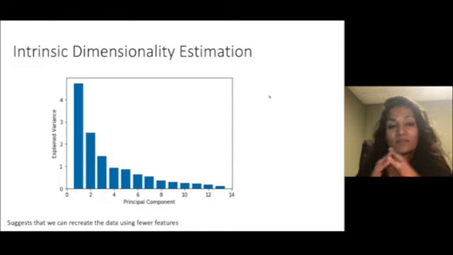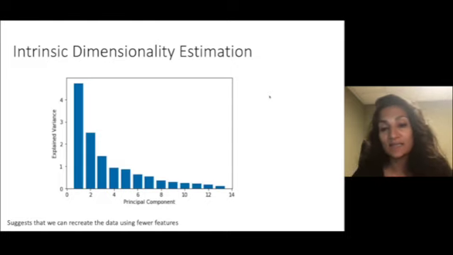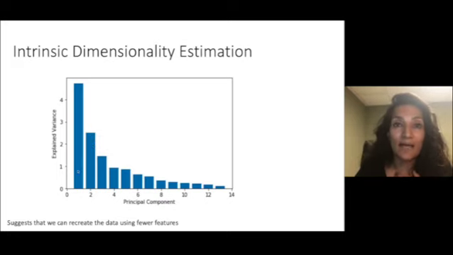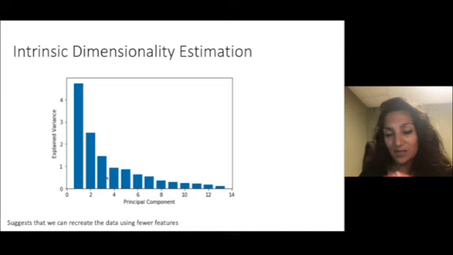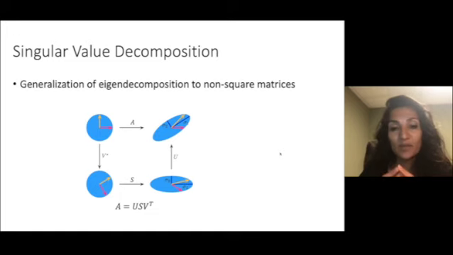real signal. Recall that when we looked at the Wines data set, we looked at a scree plot that showed us how much variance was explained by each principal component. And we saw that there were only about 3 significant components. This is actually generally true of most data sets, that there's a lot fewer significant components than the number of features. This suggests that we can recreate the data using fewer features. But in order to do this, we have to understand a decomposition technique called singular value decomposition.